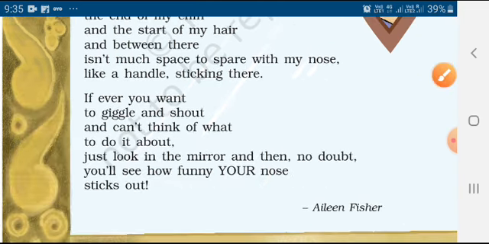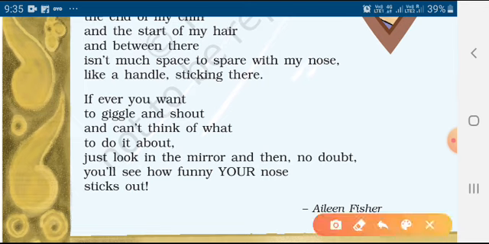Now the last stanza. She is saying that if ever you want, so first of all, once again the book reading. If ever you want to giggle and shout and can't think of what to do about, just look in the mirror and then no doubt you will see how funny your nose sticks out.